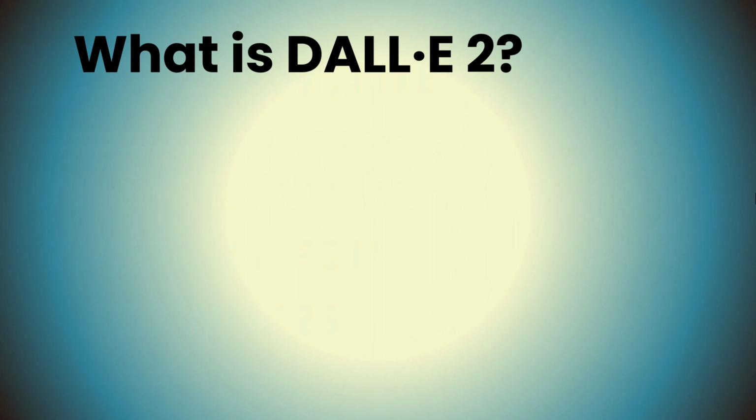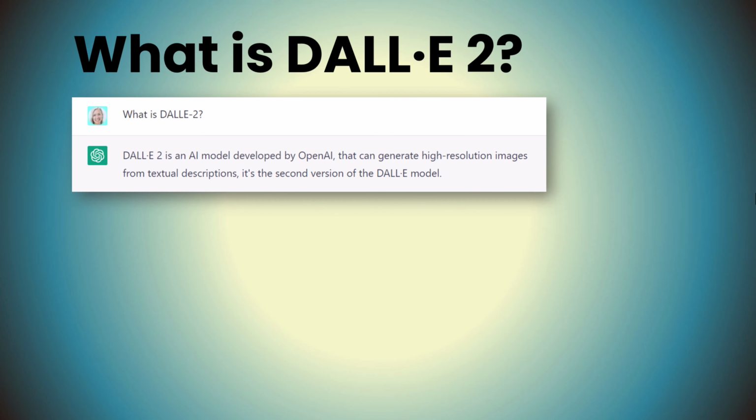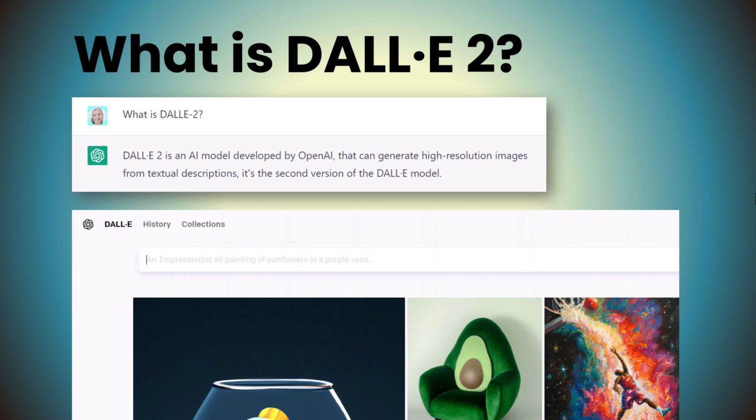First of all, what is DALL-E 2? DALL-E 2 is an AI model developed by OpenAI that can generate high-resolution images from textual descriptions. So essentially, you will type in a prompt here, a text prompt. For example, an impressionist oil painting of sunflowers in a purple vase, and DALL-E will create that image for you based on whatever you ask. This is not a search engine. It's not searching for an image exactly like your image. It's creating it with the data that it already has.